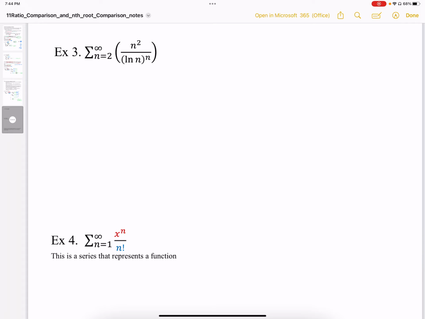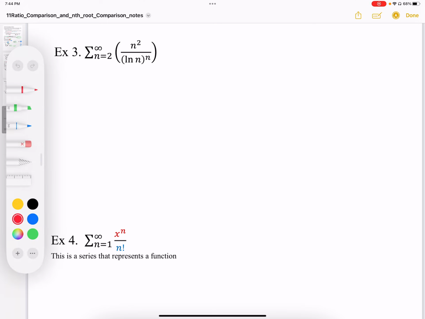Now that we have the ratio comparison test, this is now going to be our go-to test. So we have this series. It's got n squared and log n to the power n. So we're going to set this up as a ratio comparison. So limit as n goes to infinity. The ratio that we're going to use is the consecutive ratios.